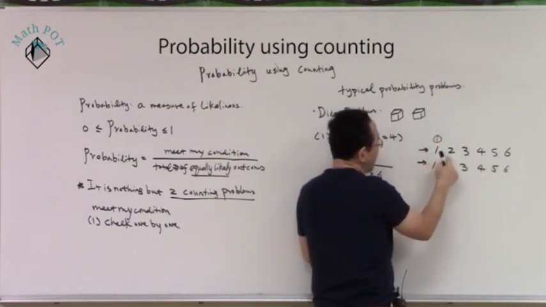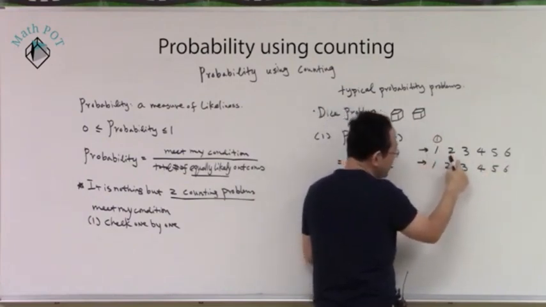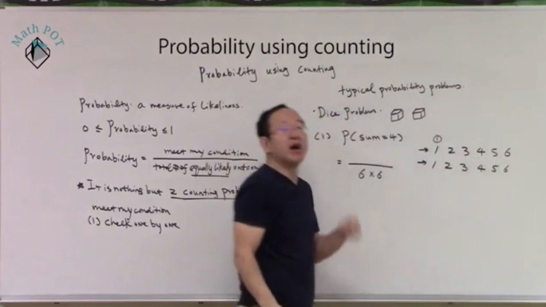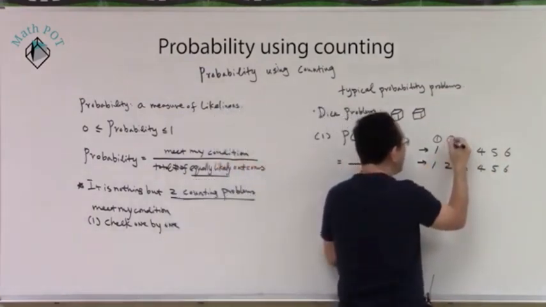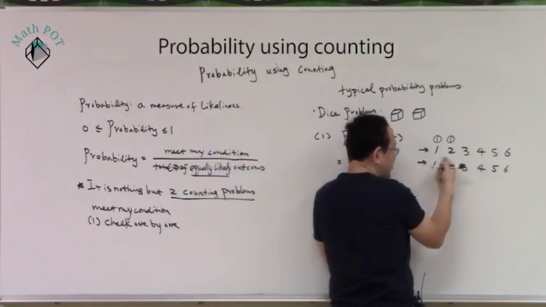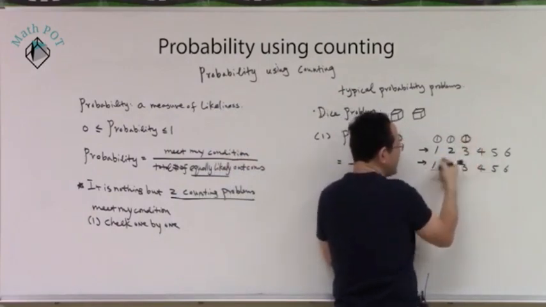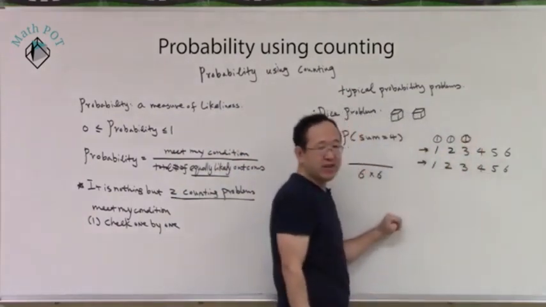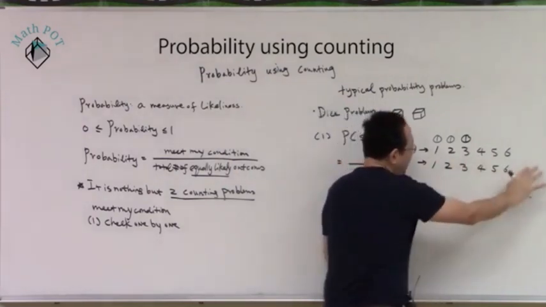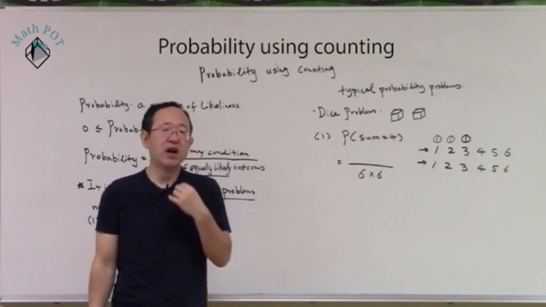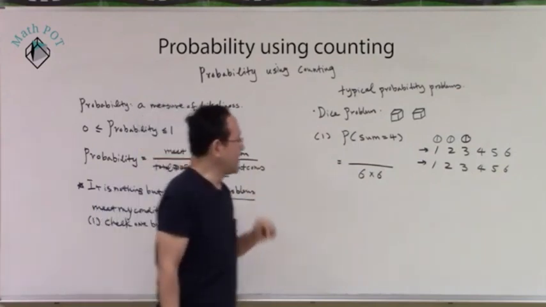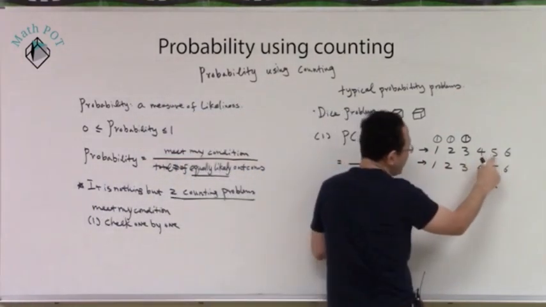How about 2? It's very clear. 2 and 1, no. 2 and 2, yes. 2 and 3, no. Anything above 3, definitely no. That means if the first number is 2, we have one way. Same thing for 3: 3 and 1 works. 3 and 2 and above definitely don't work anymore. How about 4? 4 plus any number must be greater than or equal to 5, so there is no way to get 4. Same thing for 5 and 6.